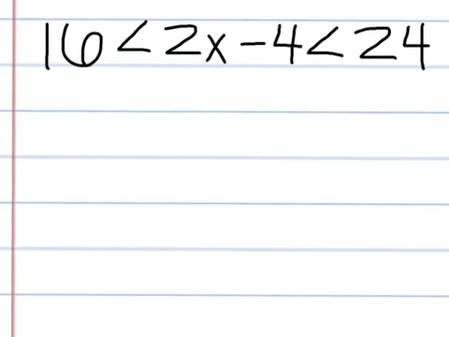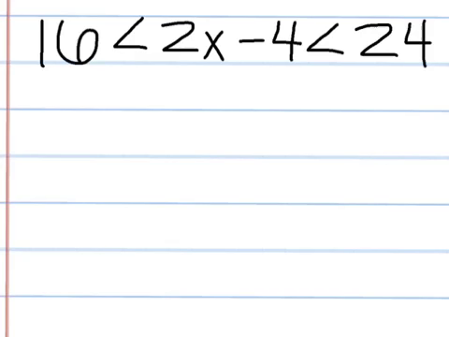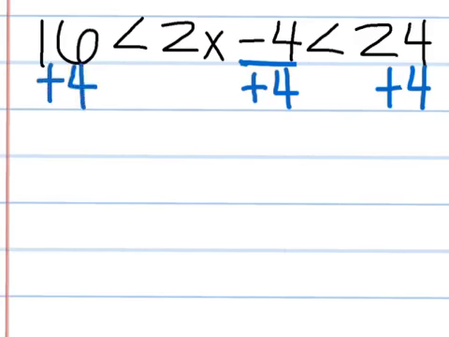Alright, we'll just go ahead and solve this together. We have 16 is less than 2x minus 4, which is less than 24. What's the first thing we need to do? Add 4. Add 4, right? We want our 2x or our x by itself. So we're going to add 4 to both sides. Get rid of this 4 first. If we do it to the middle, we're going to do it to the right. We're going to do it to the left.